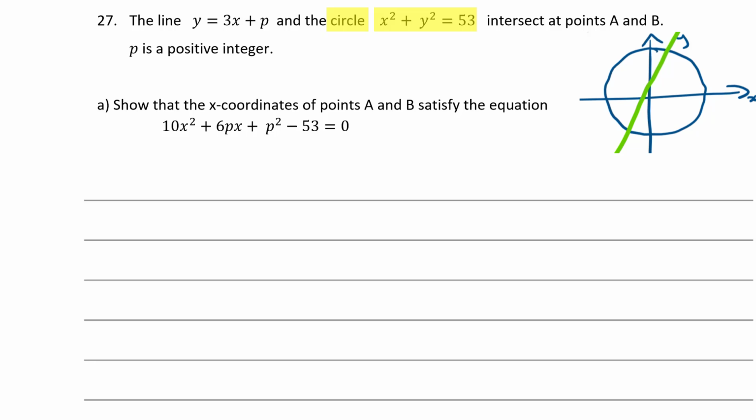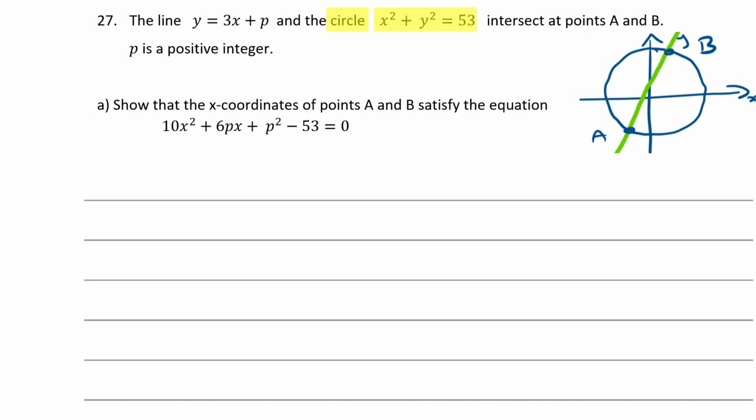So our two coordinates we're looking for are like this one down here, that's going to be our A or our B perhaps, and then this one up here is going to be our B or our A perhaps. Okay, so that's what I'm trying to find. I'm trying to find that the coordinates satisfy that equation. Now the way I'm going to do that is I'm going to try and solve these simultaneously.